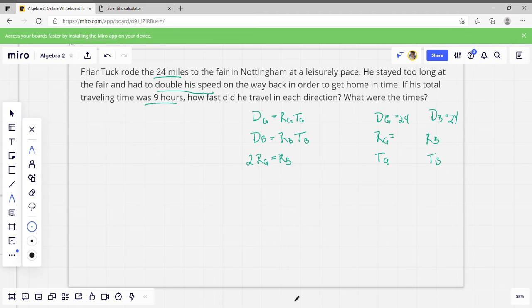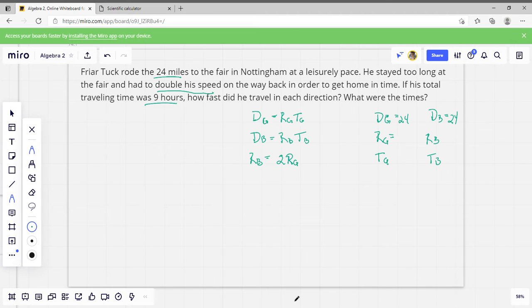Okay, so if he was going 4 miles an hour there, on the way back he would have gone 8 miles an hour. I got that wrong. The rate back equals 2 times the rate going. There we go. Twice as fast on the way back.